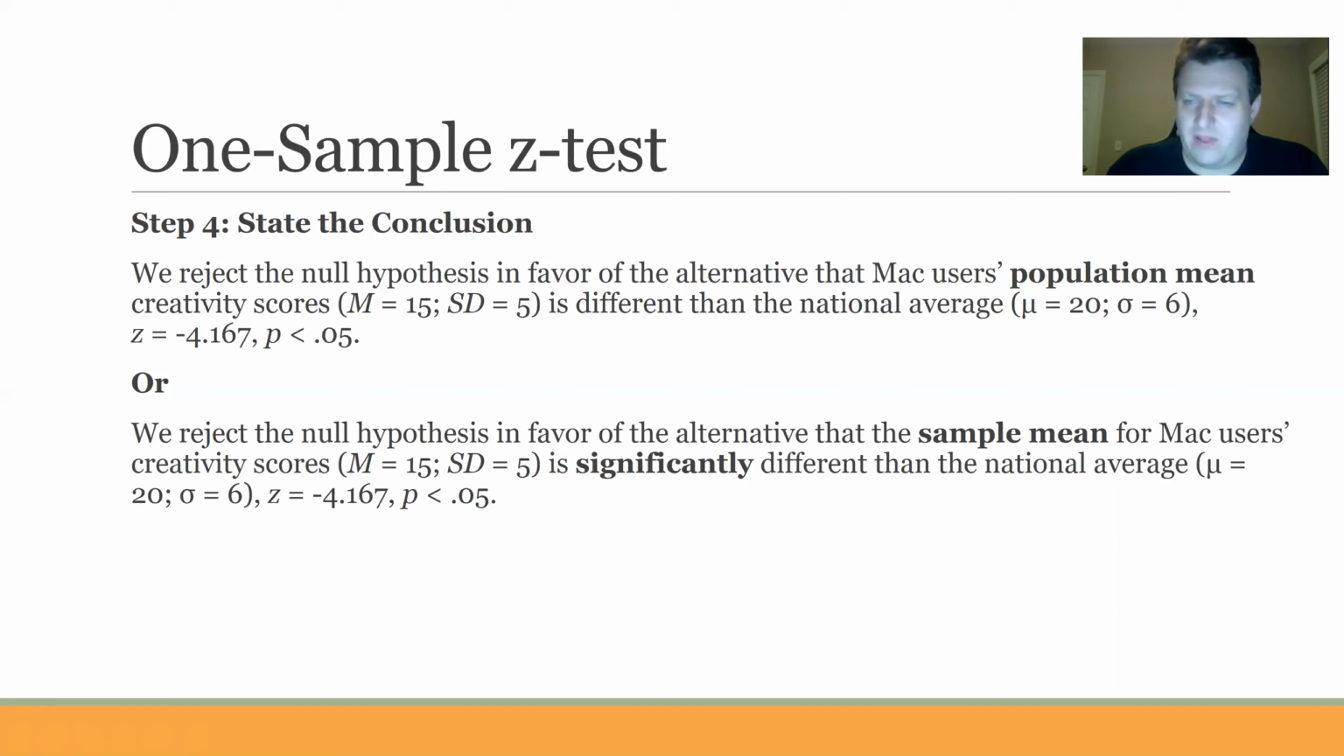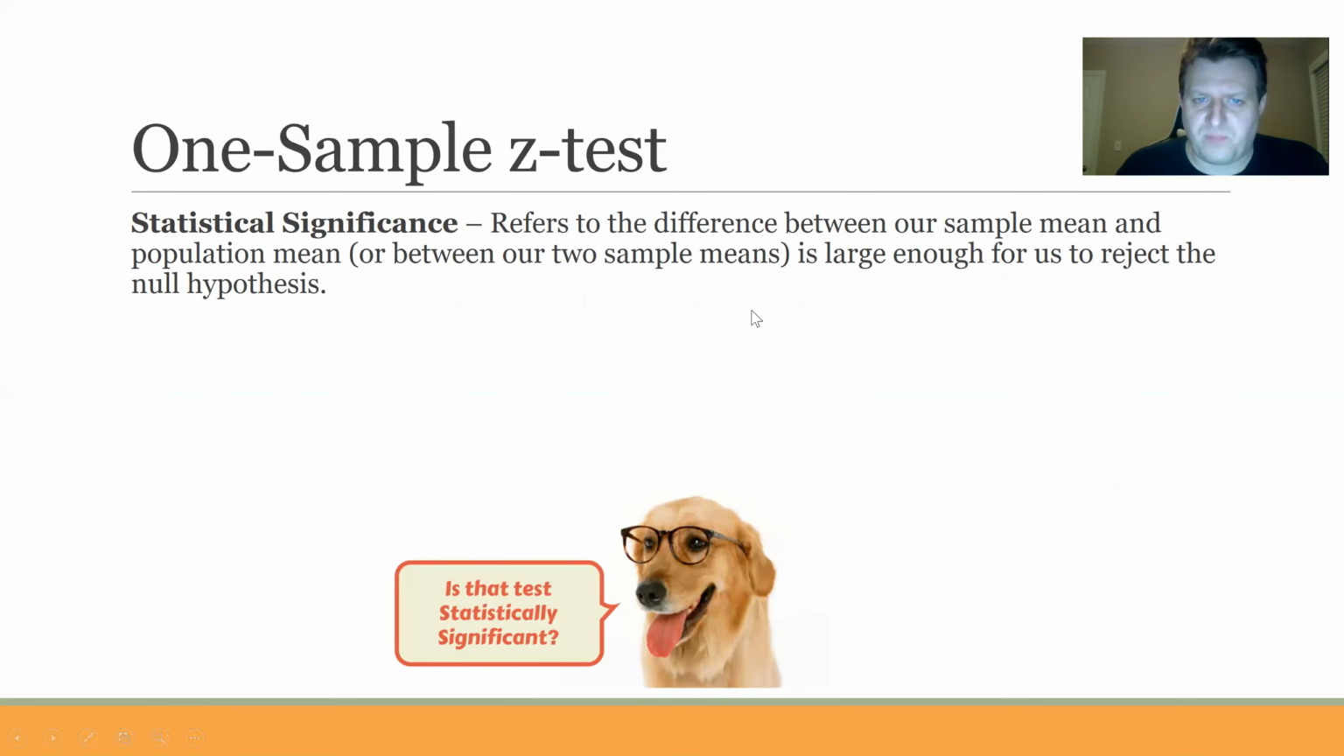A lot of people get tripped up about the term significant here in statistical significance. So let's talk a little bit about that. Statistical significance is referring to the difference between our sample mean and our population mean, or maybe between two sample means if we're doing an independent samples or paired samples t-test. The difference is so large that it leads us to reject the null hypothesis. This is a finding that is statistically significant.